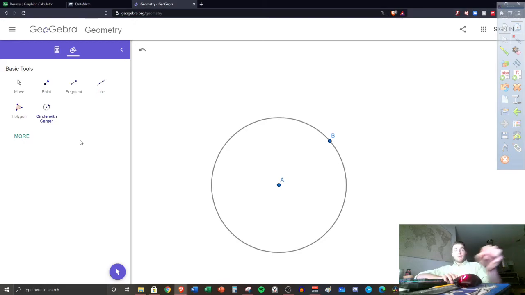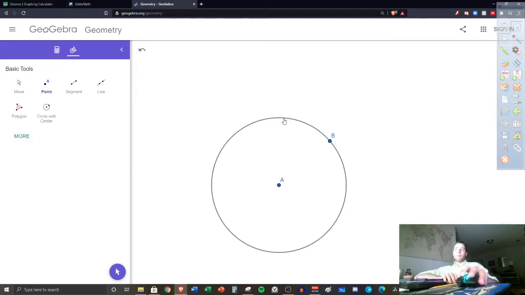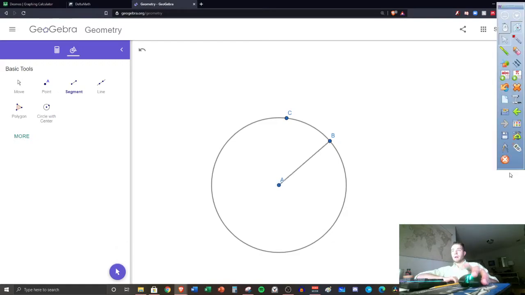The next thing I would like you to do is click the point tool here, and this is going to let us add an extra point somewhere on our circle. So you're going to click that, and then add a point. Let's just put one here, okay? And that's point C. So we have another point on the circle. Now what we want to do is grab the segment tool, and create the segments by clicking one point at a time. I want to create AB, and you click again, AC. All right, cool. So we've created these segments.